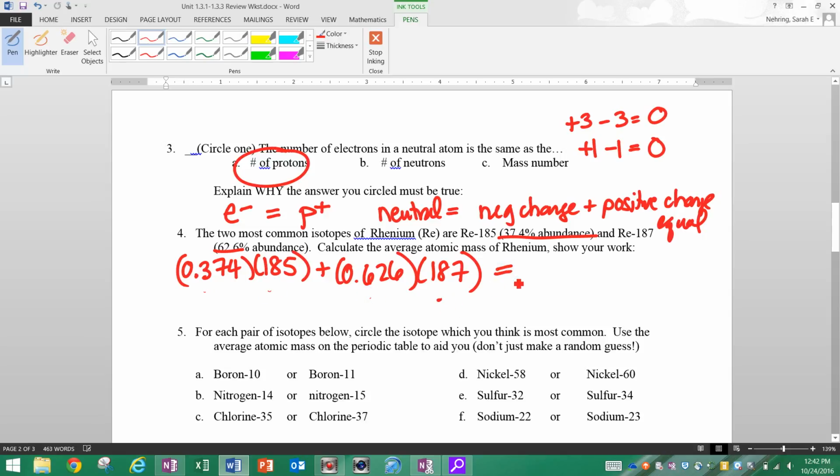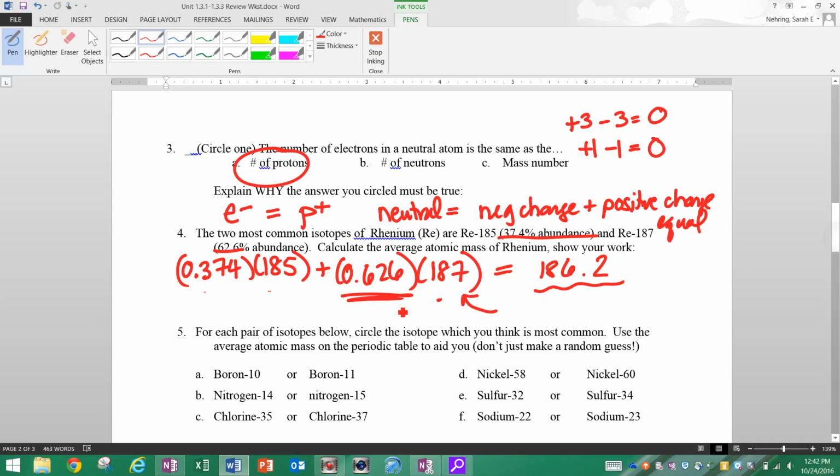And if you add those up, you should find the average atomic mass of rhenium, which, unfortunately I don't have my calculator with me, but I would think that adds up to 186.2. That's what it looks like from the periodic table, so that's what that should add up to. And notice here that the average mass is closer to 187 than to 185, and that makes sense because this is the more common version of rhenium.